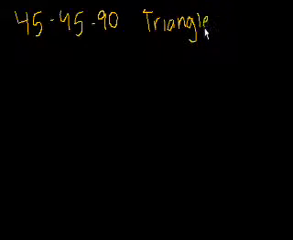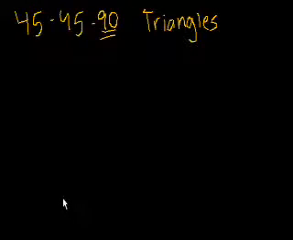Or we could say 45, 45, 90 right triangles, but that might be redundant because we know any triangle that has a 90-degree angle in it is a right triangle. And as you can imagine, the 45, 45, 90 are actually the degrees of the angles of the triangle. So why are these triangles special?